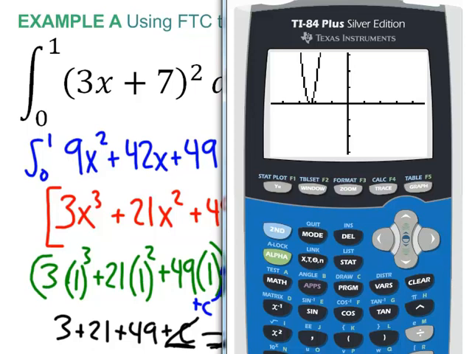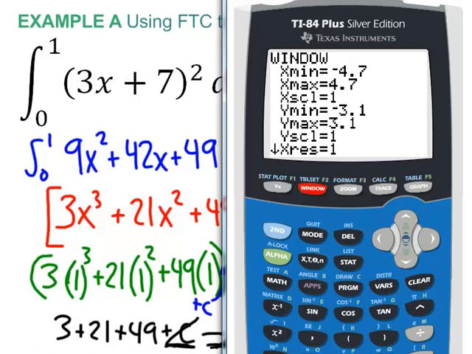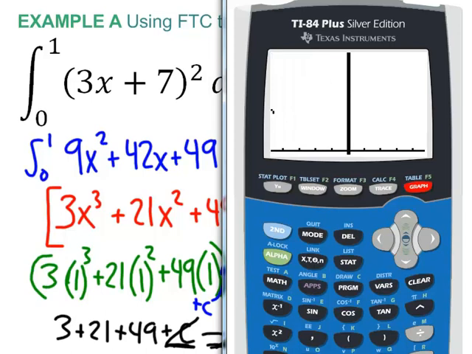And so the way that I like to determine my window settings is I'll go to trace, and I'll go to 0, and even better, let's go to 1. And I see that my y value is 100. And so that means that my y max, if I want to see this, needs to be at least 100. So let's go to window, and let's change the y max to, let's do 120. And hit graph.